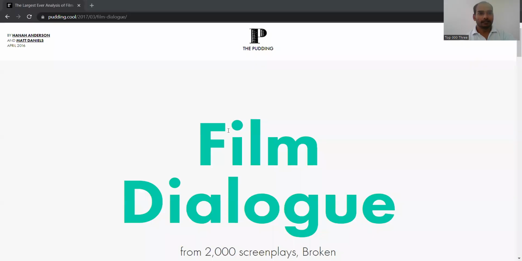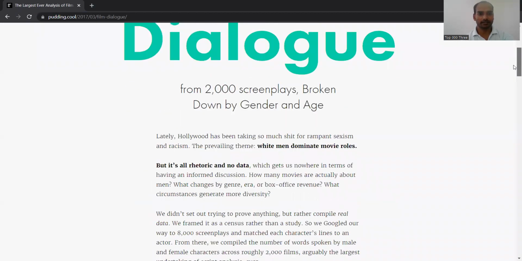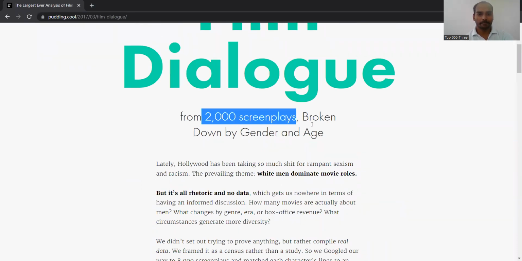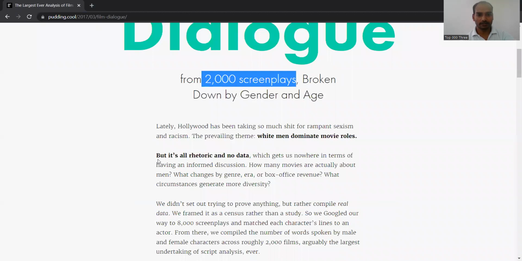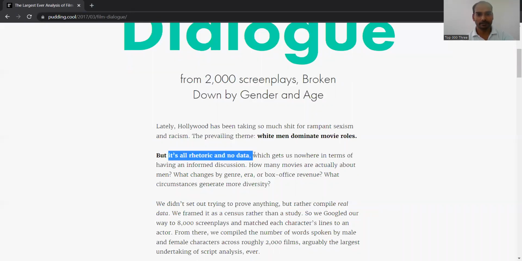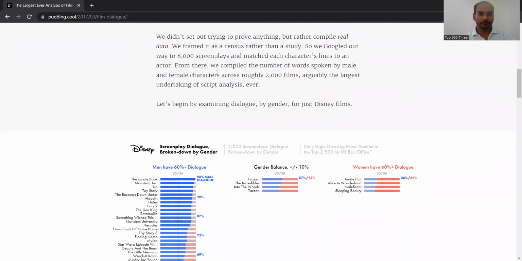So let's start. You can see that it is the film dialogue analysis, and here it is the site bring.cool. From this site we got this particular page, and here you can see that over 2000 screenplays were analyzed based on gender and age. They also say it's all rhetoric and no data. Normally, whatever people claim in analysis is rhetoric. But here what they have done is specifically database analysis, covering roughly 2000 films, which is arguably the largest undertaking of script analysis ever.